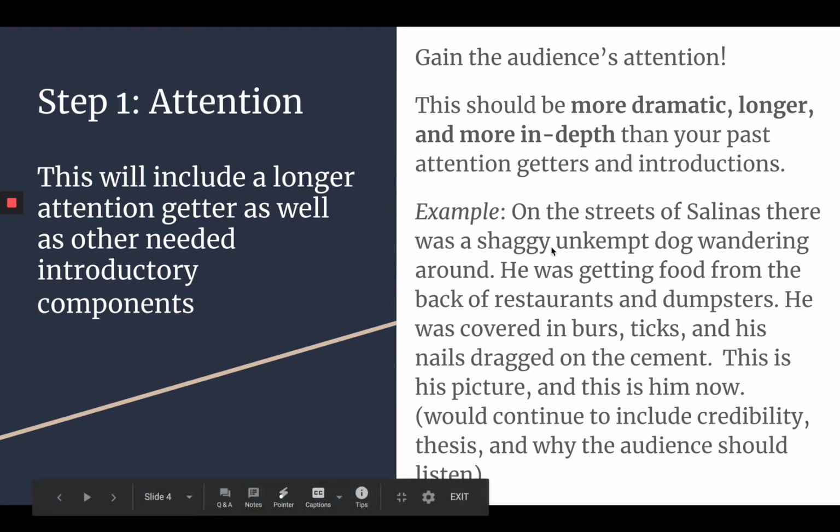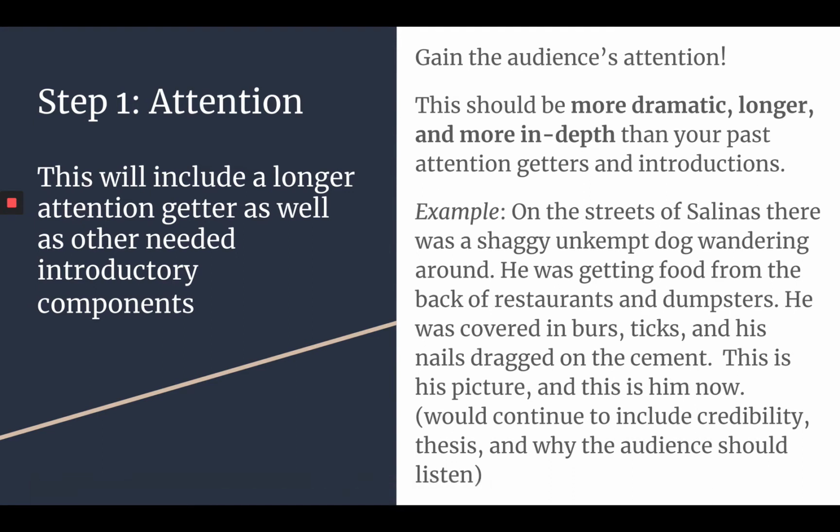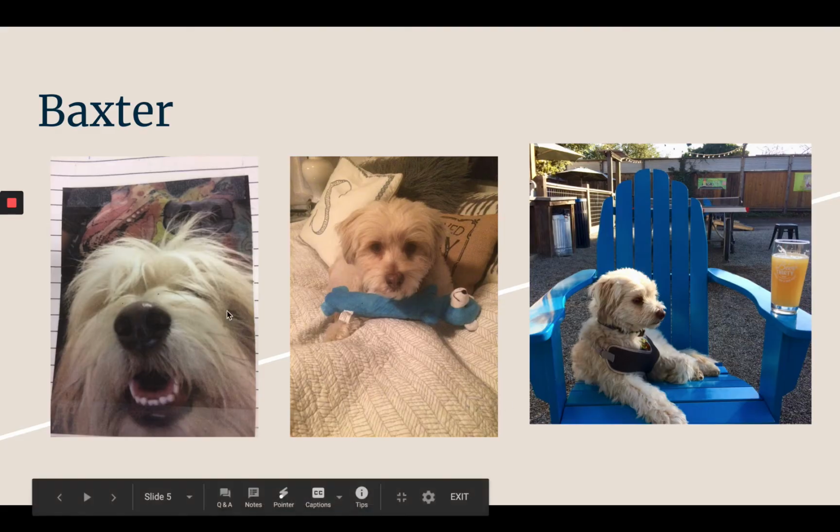So if I wanted to start with my attention step for Monroe's motivated sequence, I could start out with a story about my dog, and I would probably make it really dramatic with my voice and the way that I presented it. So here we go. On the streets of Salinas, there was a shaggy, unkempt dog wandering around. He was getting food from the back of restaurants and dumpsters. He was covered in burrs, ticks, and his nails dragged on the cement. This is his picture, and this is him now.